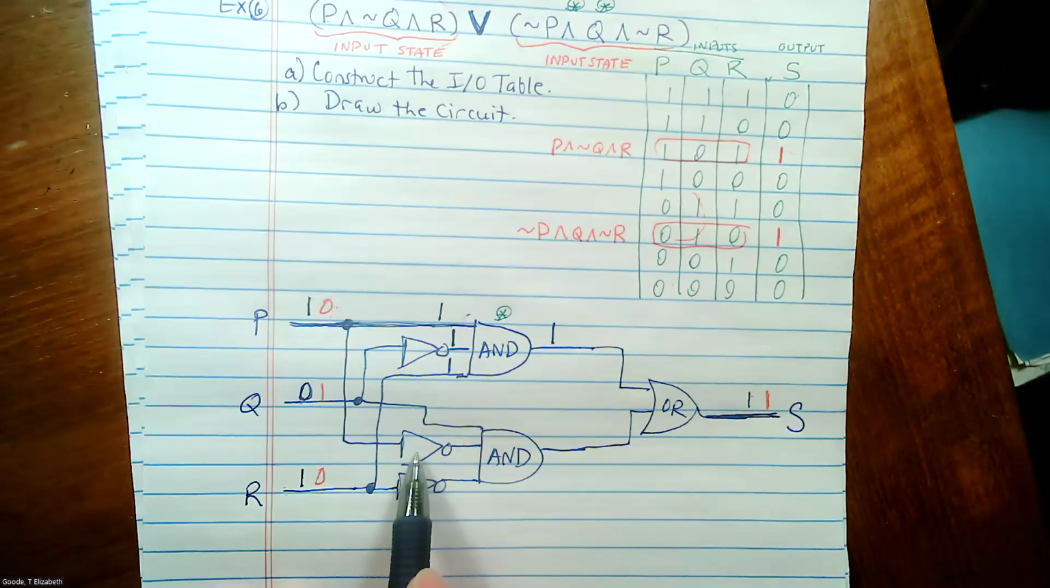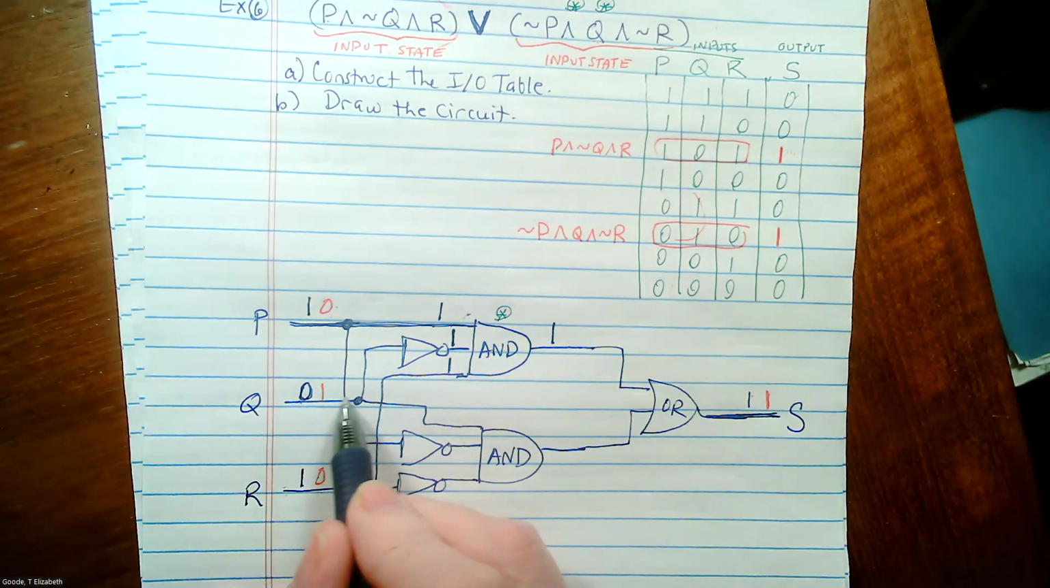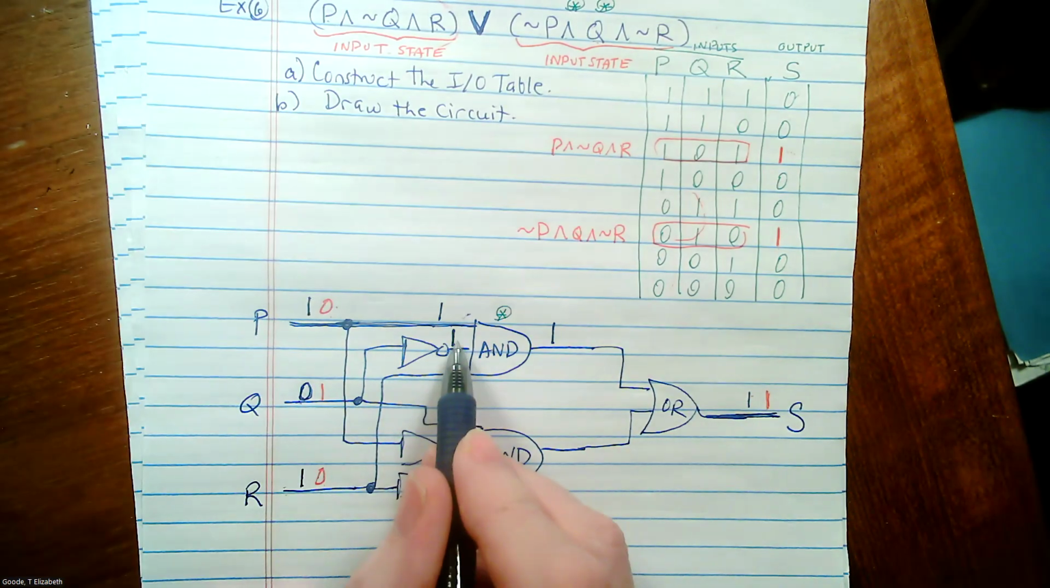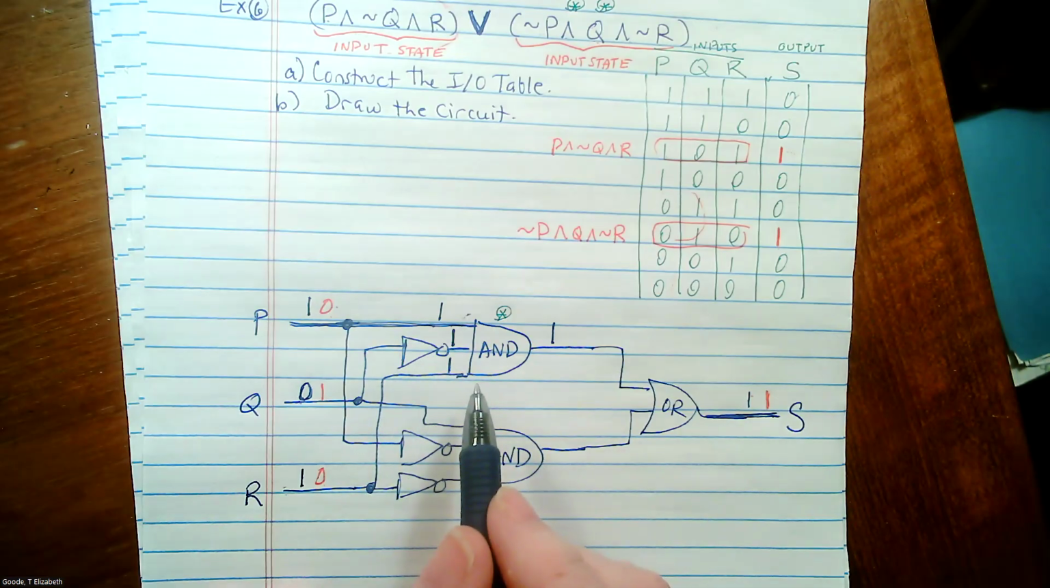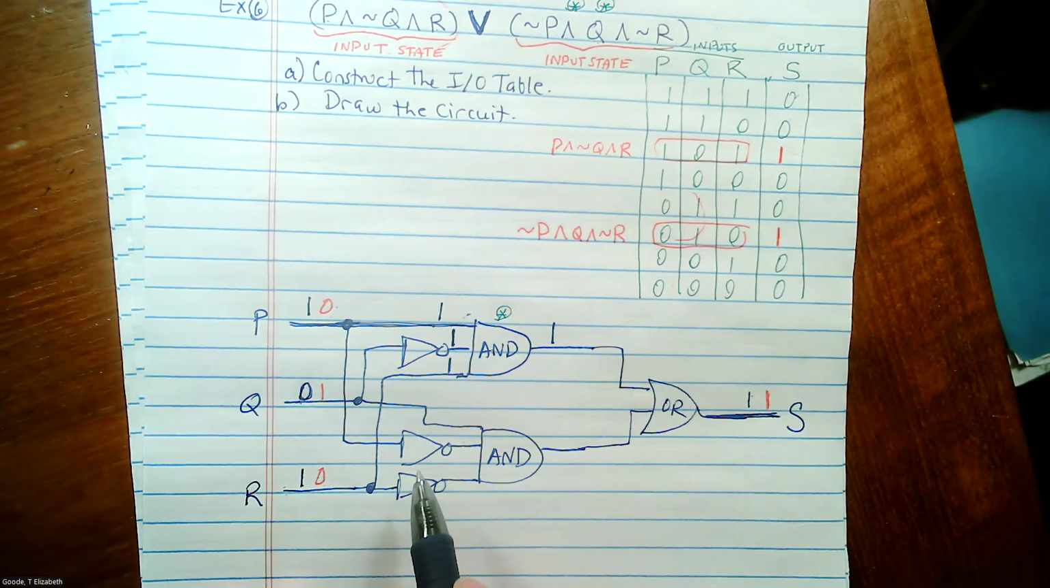The job of the NOT gate is to flip the bit. So this 0 that was cold came into the NOT gate and flipped to a 1. That's what the NOT gate does. It flips 0s to 1s and 1s to 0s. Are you with me?